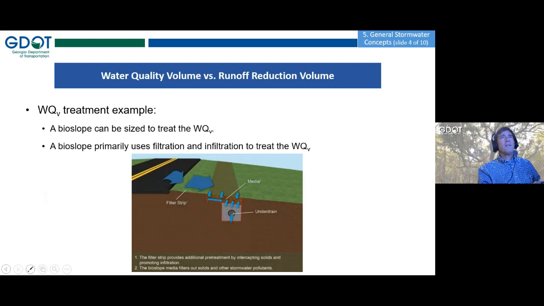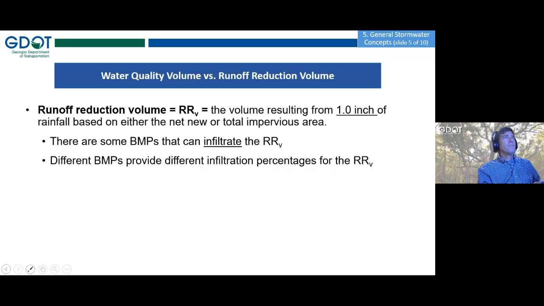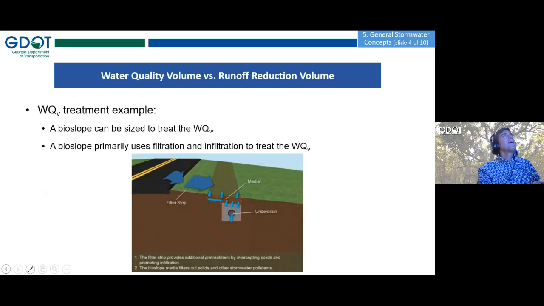All right, and here you have an example of a bioslope, which can be sized to treat the water quality volume. It primarily uses filtration and infiltration to treat the water quality. You can see that the media there provides the filtration part of it, and then you have the underdrain, which will take the filtered water out and discharge it further down the slope. Next slide, please.